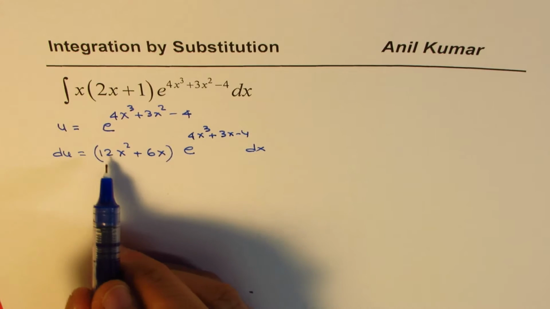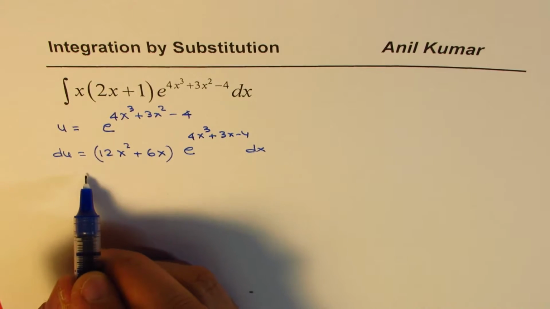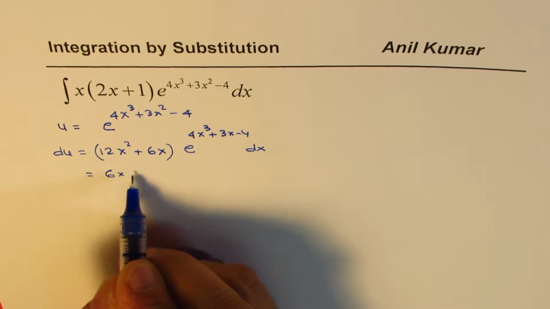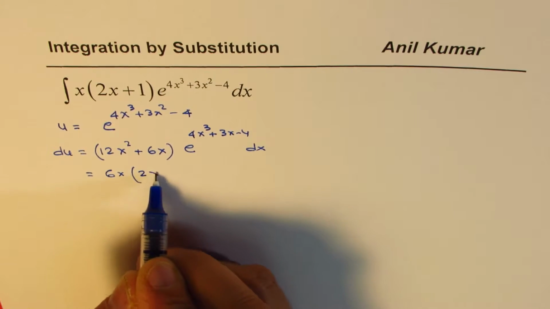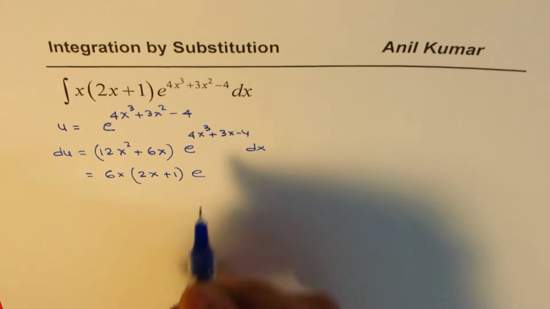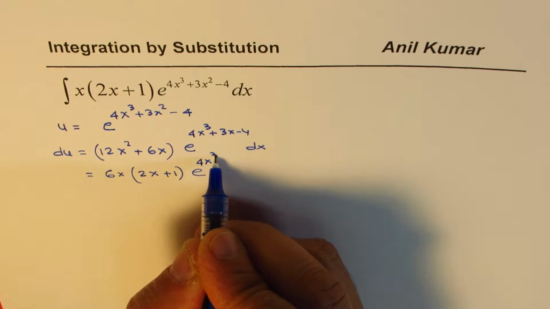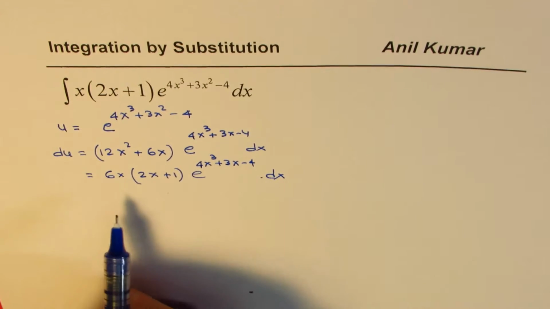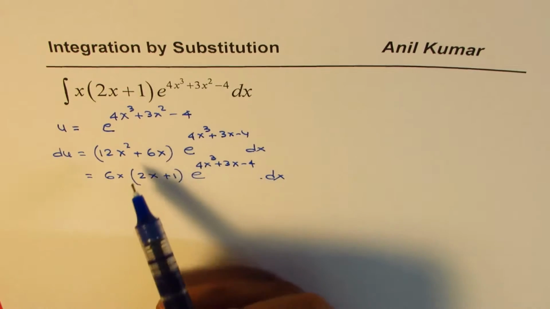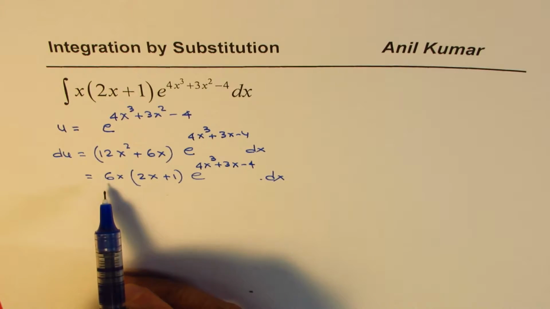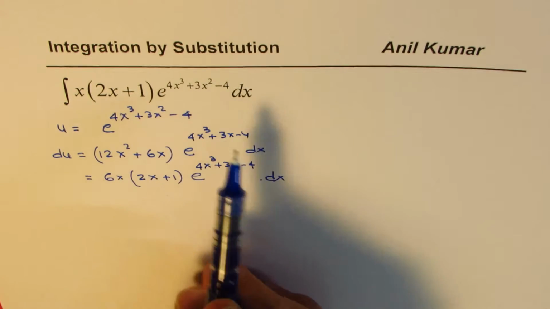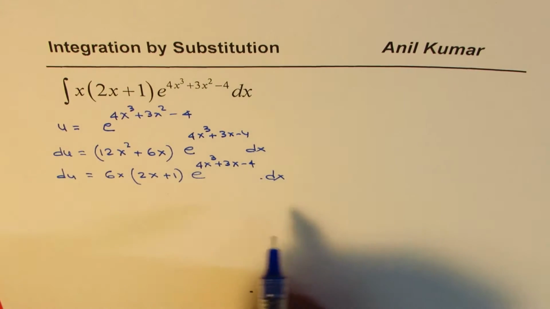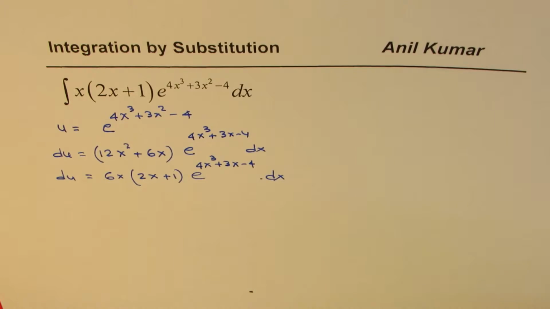Right. Now here we could factor 6, so we could factor 6x out. So we get 6x times (2x plus 1) times e to the power of 4x cubed plus 3x squared minus 4 dx. Now if you compare with the question, you will find that we have 6 extra, but otherwise we have everything required, so it is a good substitution. Let's go ahead with the substitution.